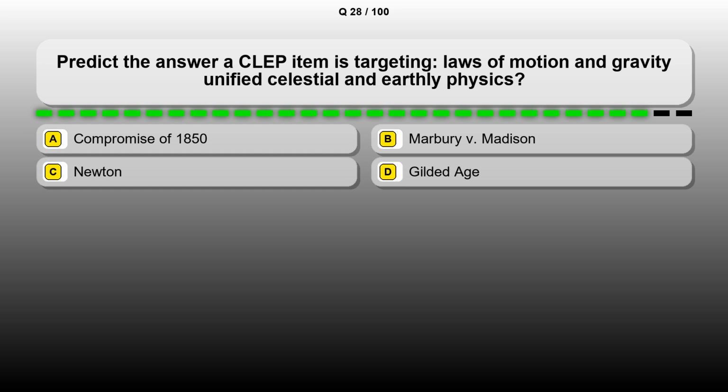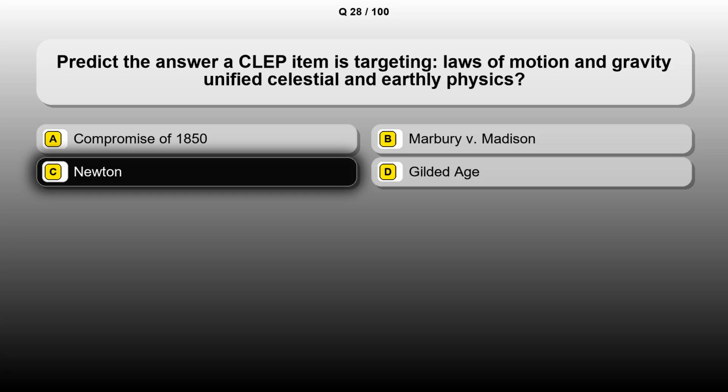Question 28. Predict the answer. A CLEP item is targeting laws of motion and gravity. Unified celestial and earthly physics. Option A, Compromise of 1850. Option B, Marbury v. Madison. Option C, Newton. Option D, Gilded Age.